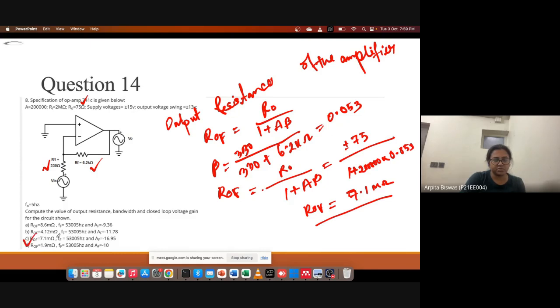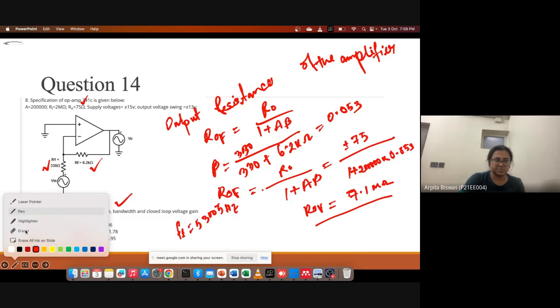ROF is 7.1 mega. The frequency, the bandwidth, this you will calculate. This one you can find out, it is 53005. It is the same for all the cases. So AFib is 53005 hertz. Okay, and you have to find out the AF. So what is the value of AF? So you have to remove it.